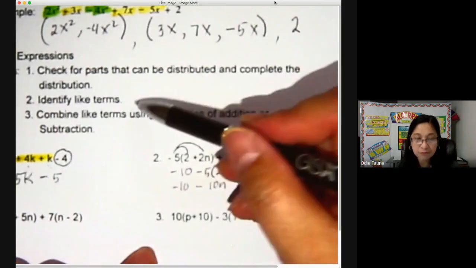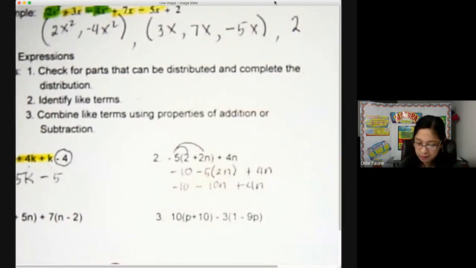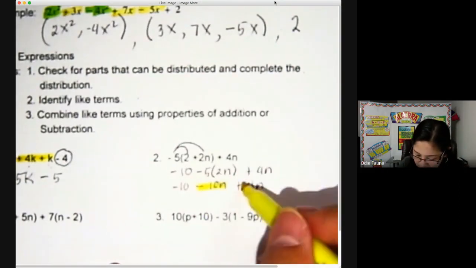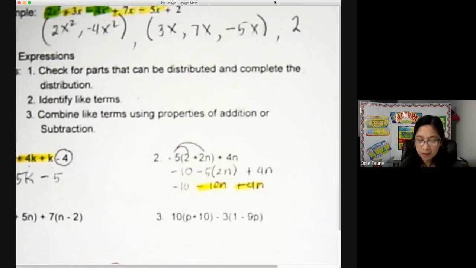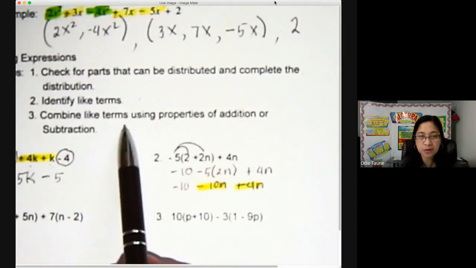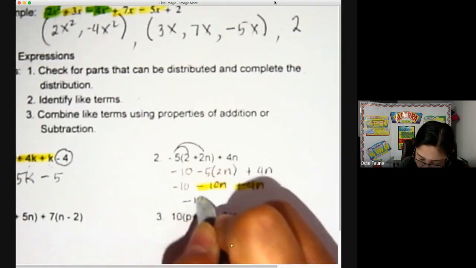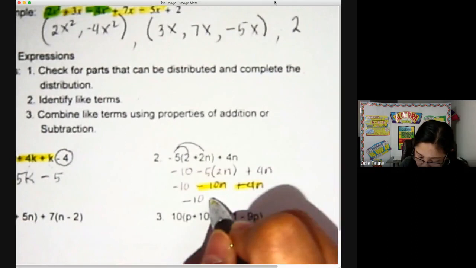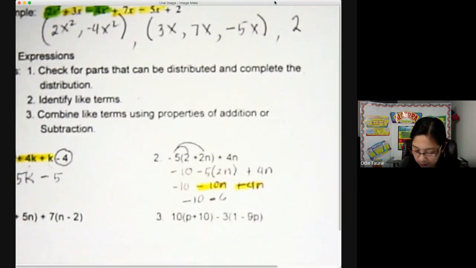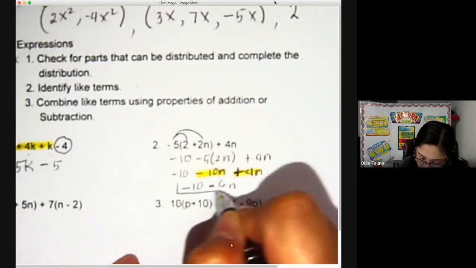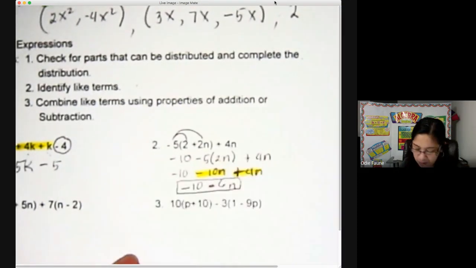Next, identify the like terms. What are the like terms? This is negative 10n and this is positive 4n. And then combine like terms using properties of addition or subtraction. So we have here negative 10 minus 6n. So negative 10 plus 4 is 6. This is our answer. Negative 10 minus 6n.